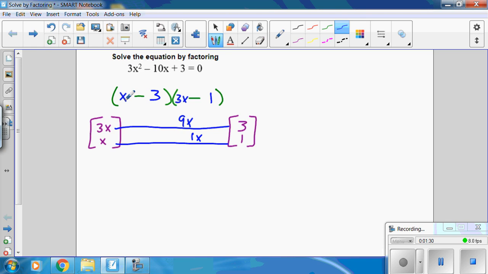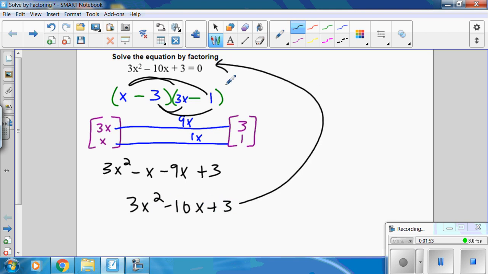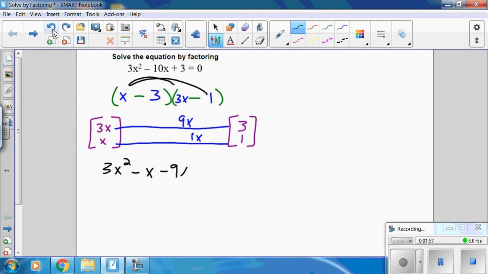And now if we want to check to make sure that everything is right, we can just take x times x, or x times 3x, which is 3x squared. X times negative 1 is negative x. That's negative 9x. And negative 3 times negative 1 is positive 3. And this gives us 3x squared minus 10x plus 3. And if you look, that's the same thing that we have up here. So we know that we've done this correctly.